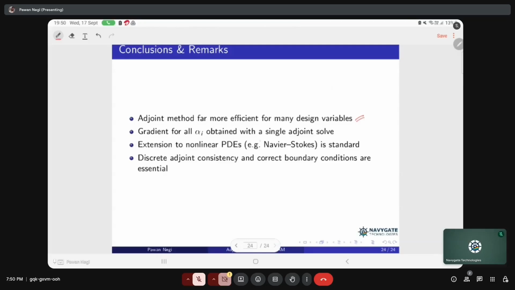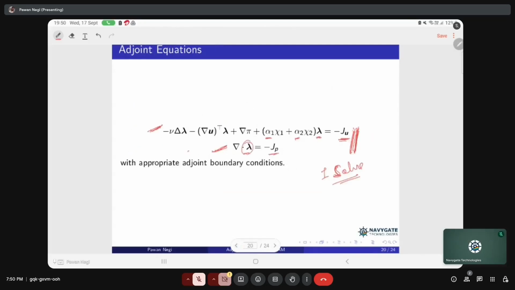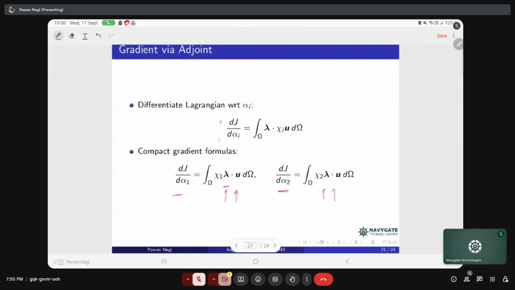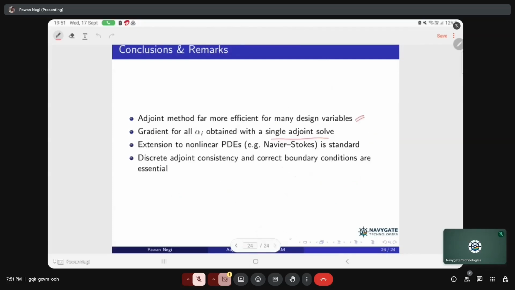Then the gradient for all alpha is obtained from a single adjoint solve, as you have seen here. Once you have these two, then these two are helping you to get to these. So therefore, just one adjoint solve is helping you to get the solution for the adjoint method. You can extend this to nonlinear PDEs. And then this last one is something related to the implementation, which we don't have to worry about for now.